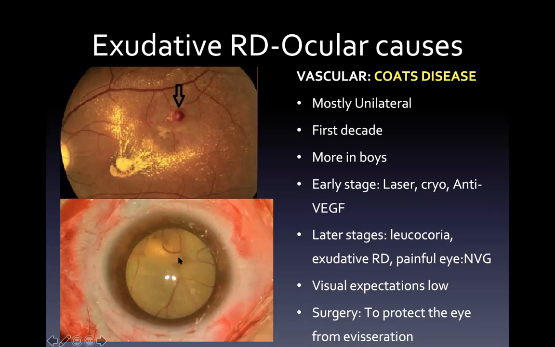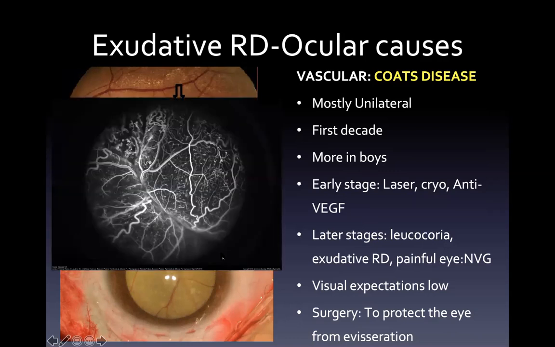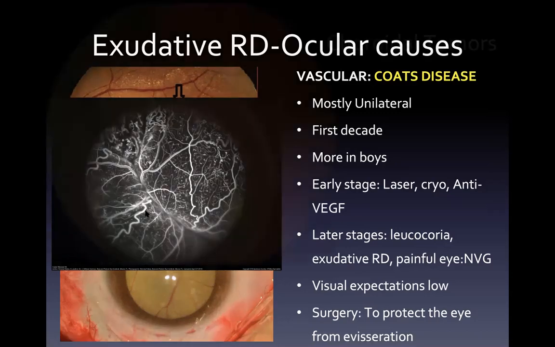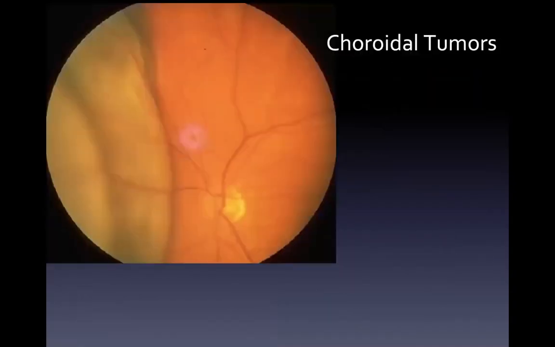In these stages, the visual expectations are very low. We just want to protect the eye. We do retinal reattachment surgery for these eyes, but just to protect the eye from evisceration. So if you look at the fluorescein angiography, all of the retinal vessels are, as you see here, telangiectatic, and they leak from those vessels. So Coats disease is a very typical one.